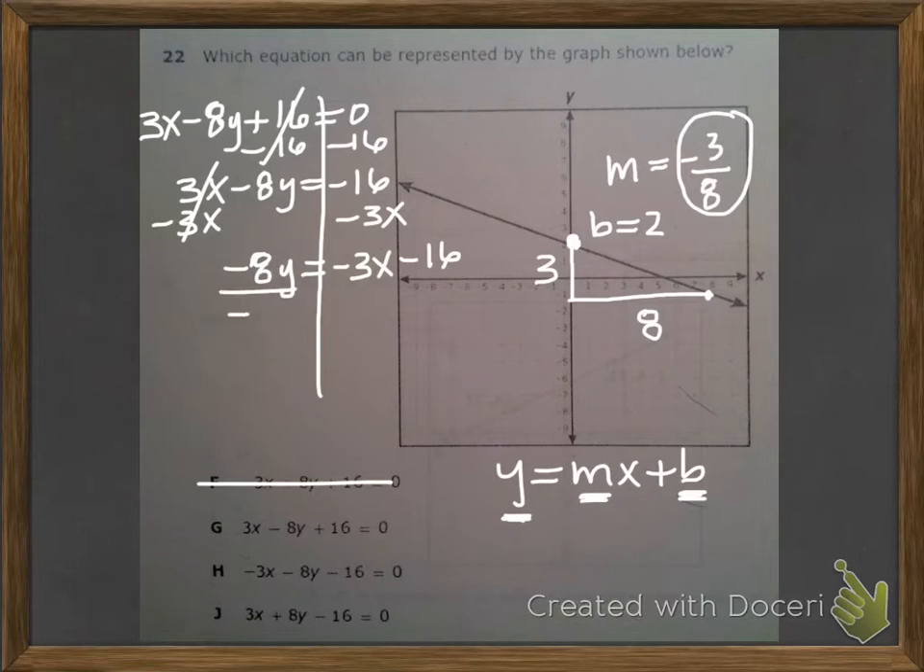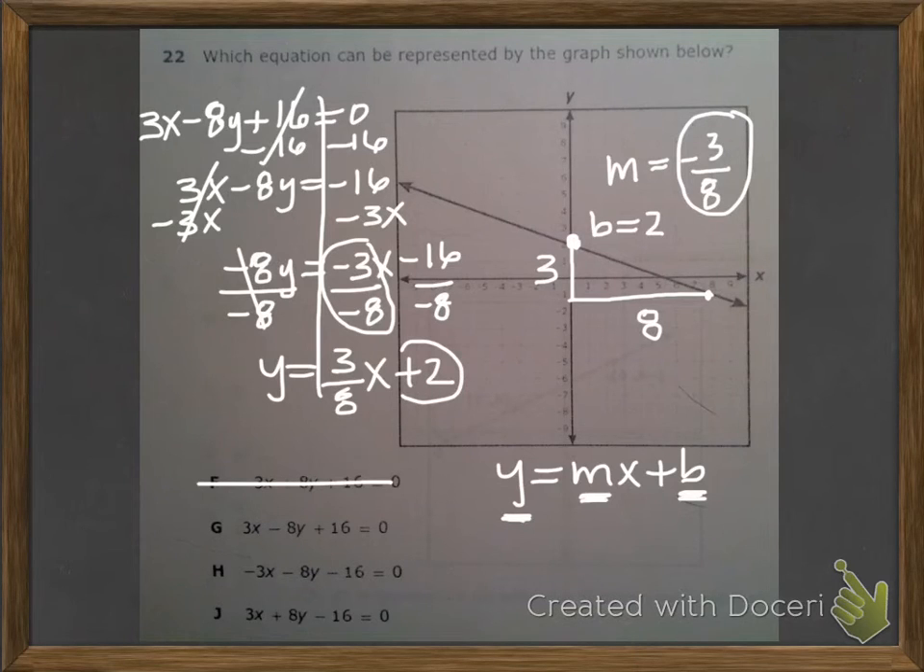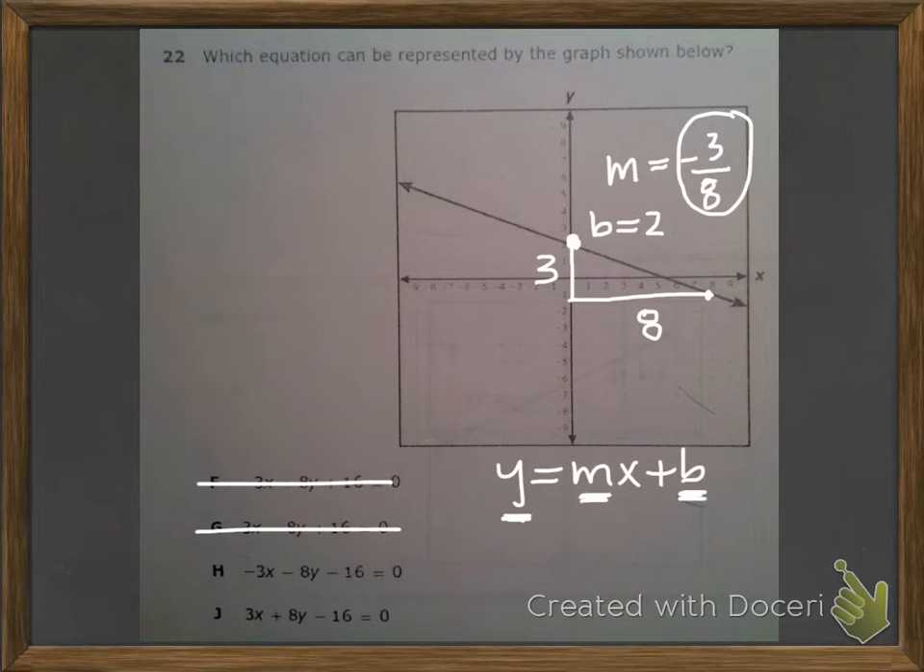And then I'm going to divide everything by a -8 to get the y by itself. So y equals my slope, -3 over -8. I know if I have a negative in the bottom and the top, that's really positive. And then -16 divided by -8 is +2. My y-intercept is good, but my slope is still positive, so that's not good, so I'm going to eliminate g. Alright, let's try h.